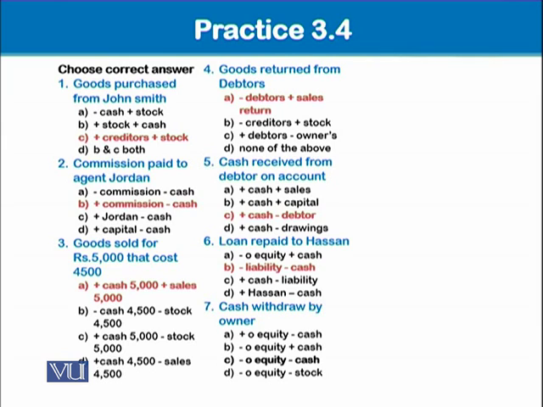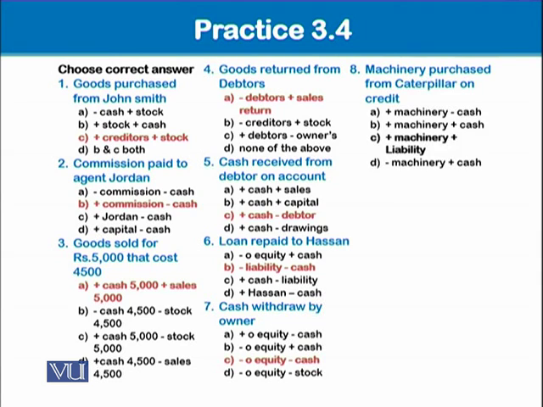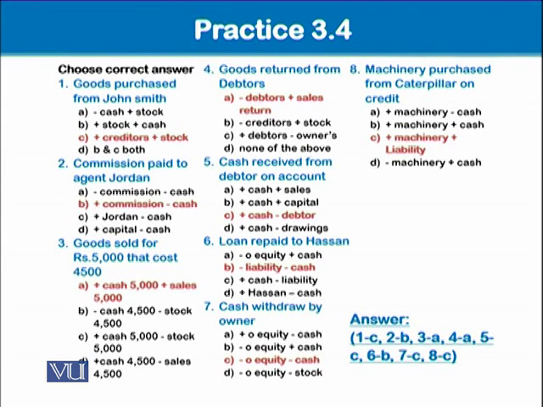Then cash withdrawn by owner. So whenever there is drawing, the cash is reduced, cash minus, and the drawing also reduces owner's equity. Machinery purchased from Caterpillar on credit. Well, we have purchased machinery, machine is increasing, and at the same time, since it is a purchase on credit, so liability is also increasing. It is becoming our obligation to pay in future. So these are the answers to it that we have practiced, and very important to learn their tips.